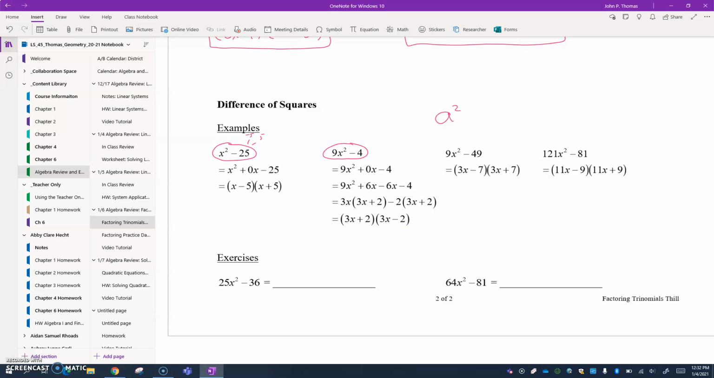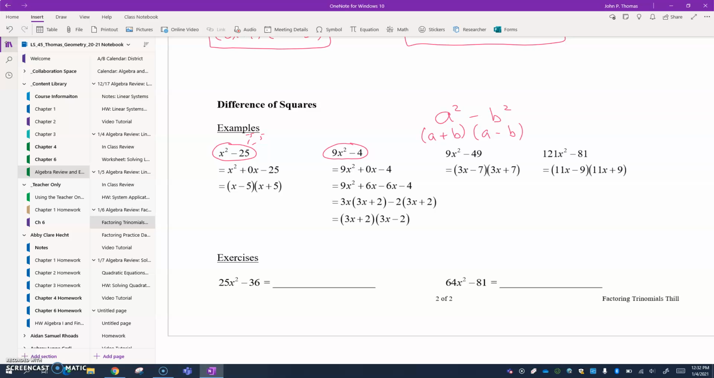Anytime you see something of the structure a squared minus b squared, and it has to be a subtraction in between there, so a perfect square minus another perfect square, we can always factor it out to the square root of the first piece plus the square root of the second piece times the square root of the first piece minus the square root of the second piece. All right, but again, keep in mind this is truly just a shortcut technique.